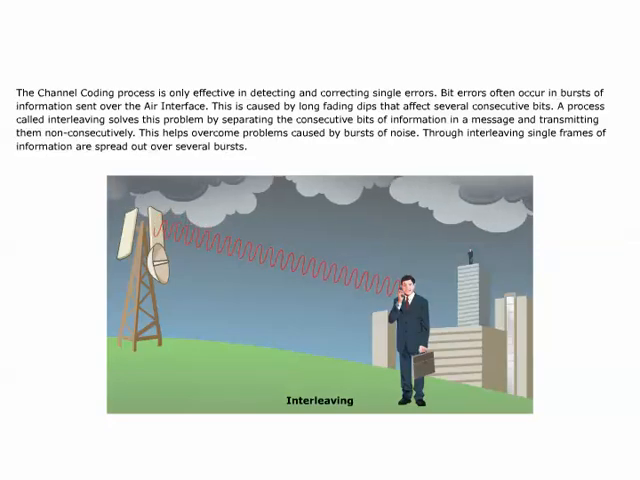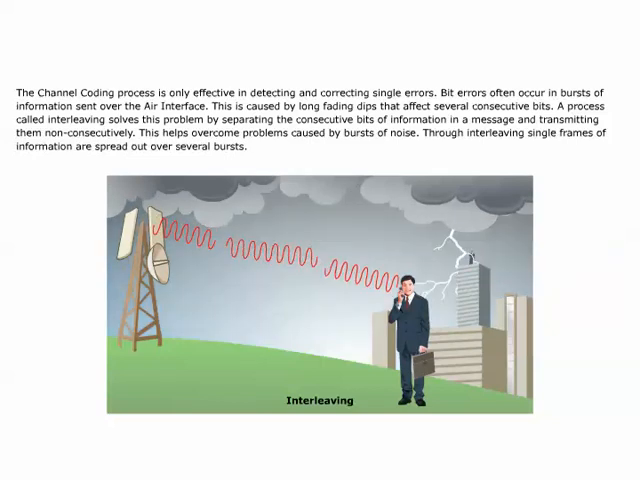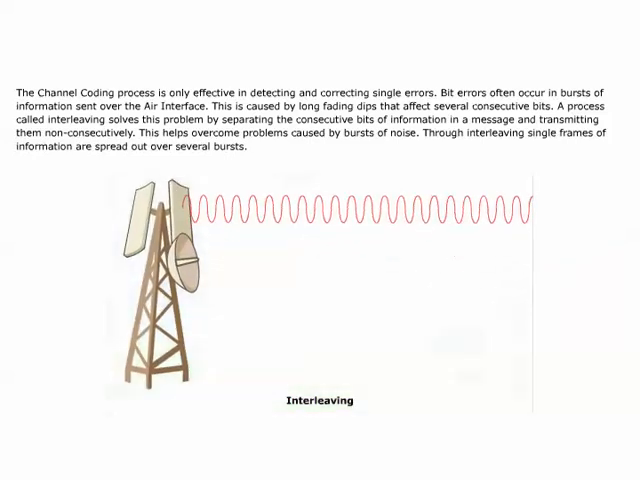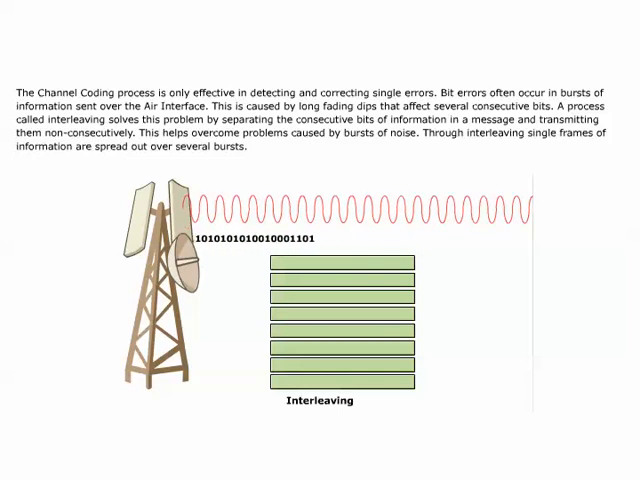The channel coding process is only effective in detecting and correcting single errors. Bit errors often occur in bursts of information sent over the air interface. This is caused by long fading dips that affect several consecutive bits.